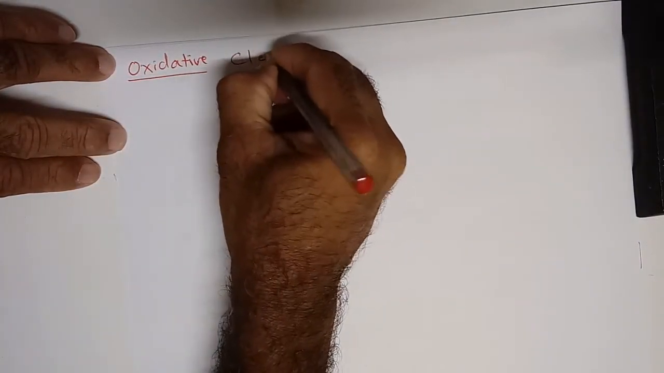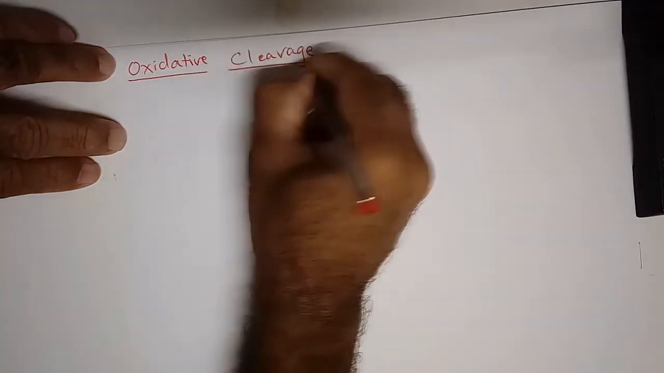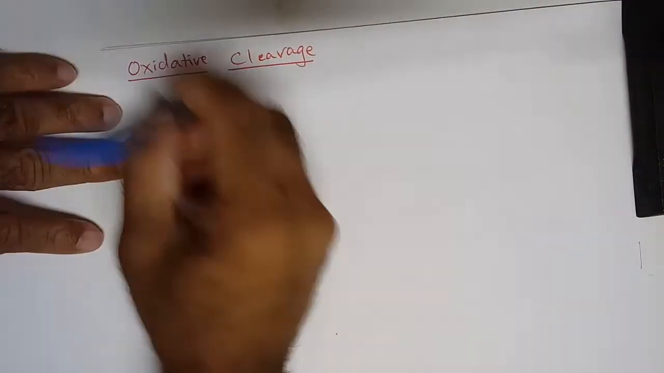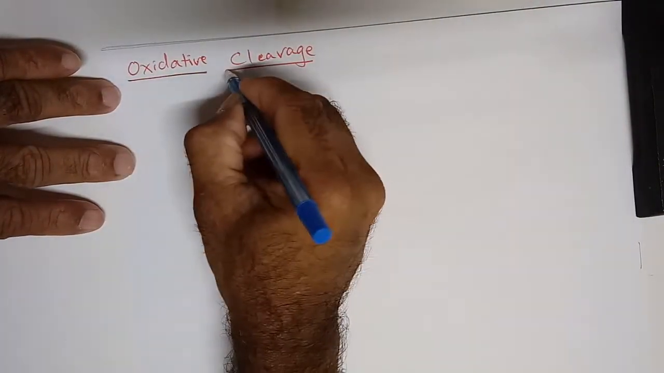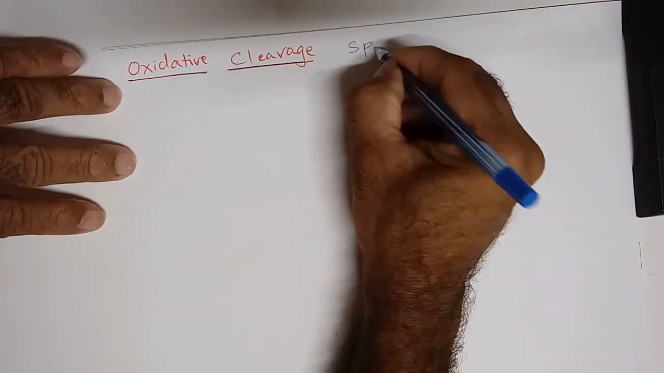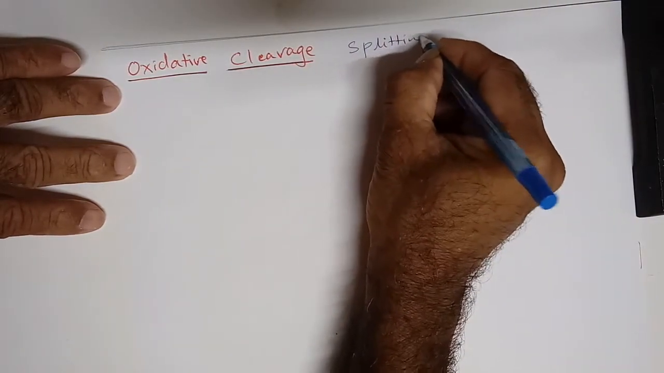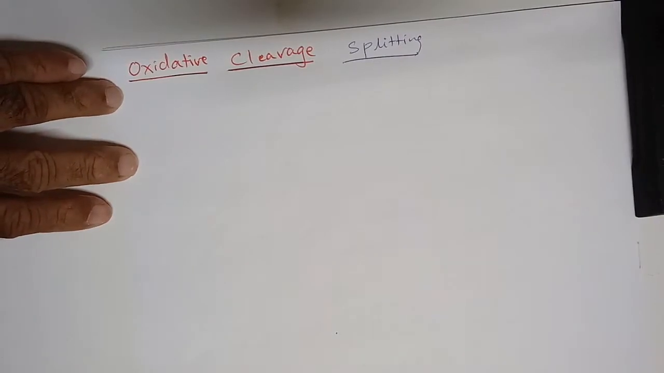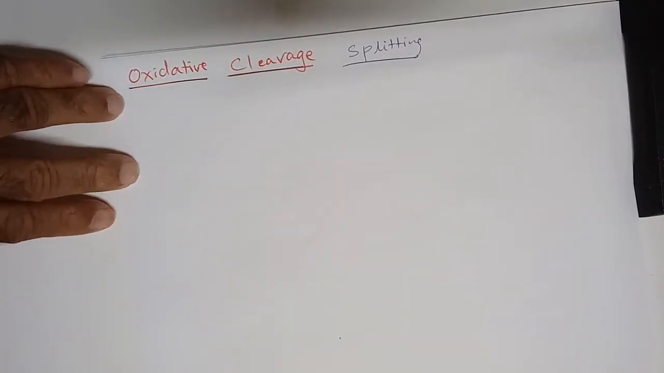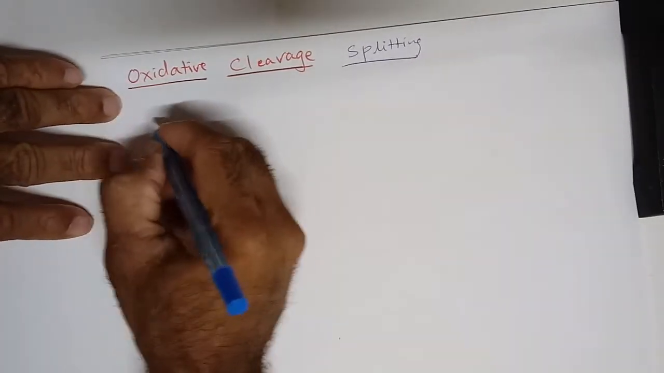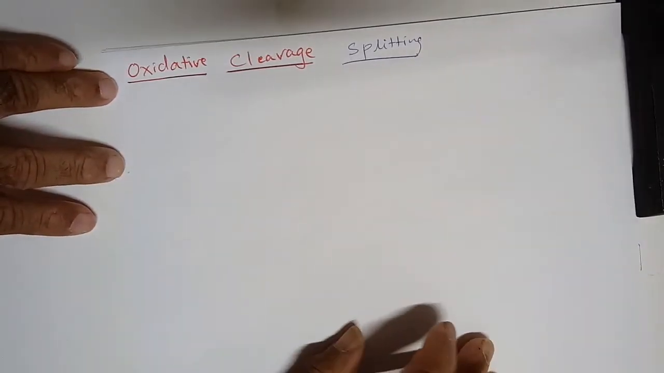Now, a reaction of alkenes that is branded as oxidative cleavage. Oxidative cleavage. Now, cleavage means breaking, splitting. Well, what are we doing in something called oxidative cleavage? This is a brute force.